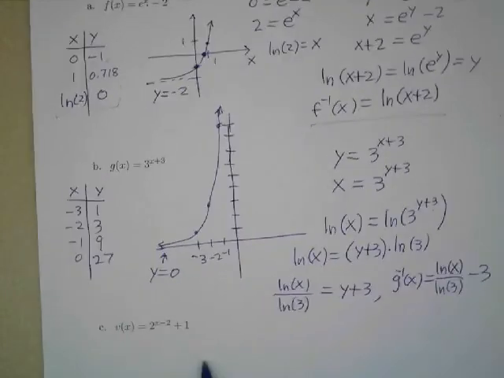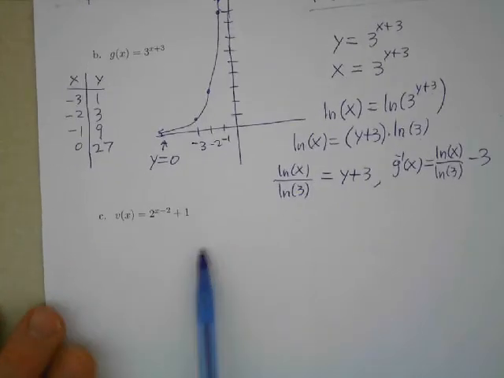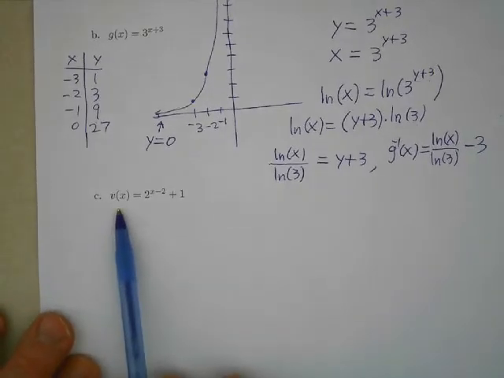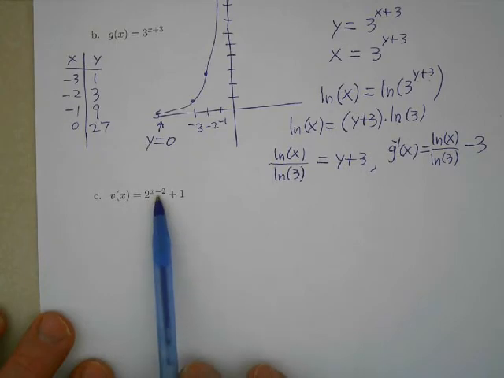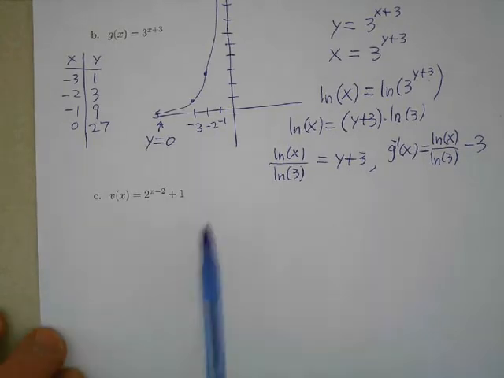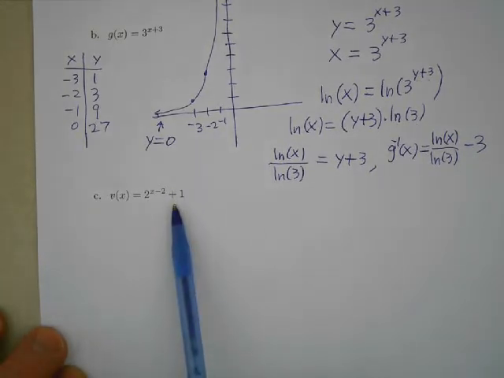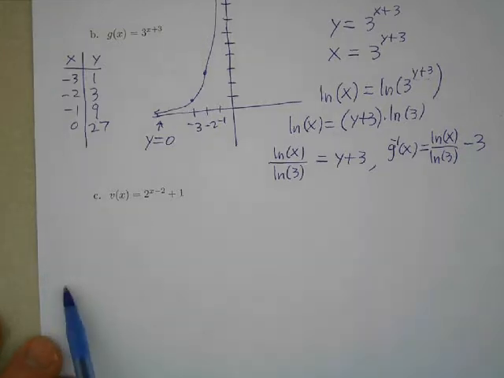Okay, the next one, sketch the graph of v of x equals 2 to the x minus 2 plus 1. This plus 1 over here indicates that the horizontal asymptote will be the line y equals 1.